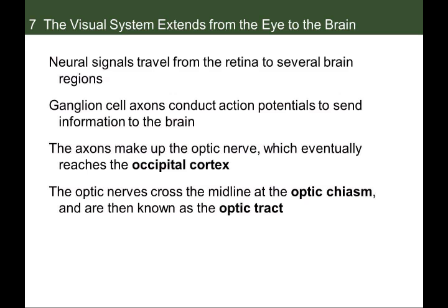Okay. And then most of the axons of the ganglion cells that make up the optic tract, because now we're talking beyond the optic chiasm, are going to terminate in an area called the lateral geniculate nucleus in the thalamus. Again, every single sensory modality is going to have its own dedicated nucleus in the thalamus that it has to go through before going to its primary cortical area. For the visual system, it's called the LGN, or lateral geniculate nucleus.